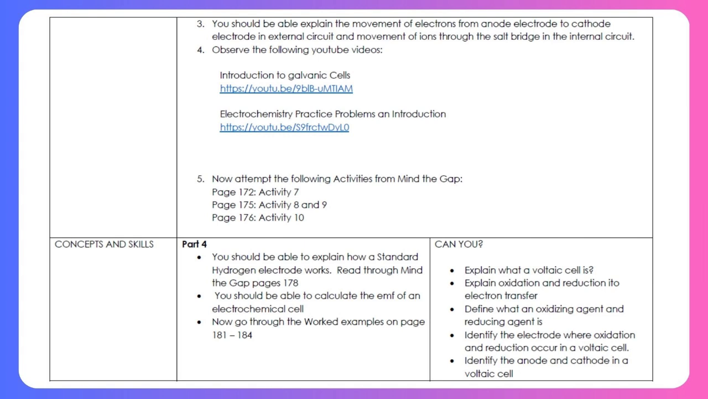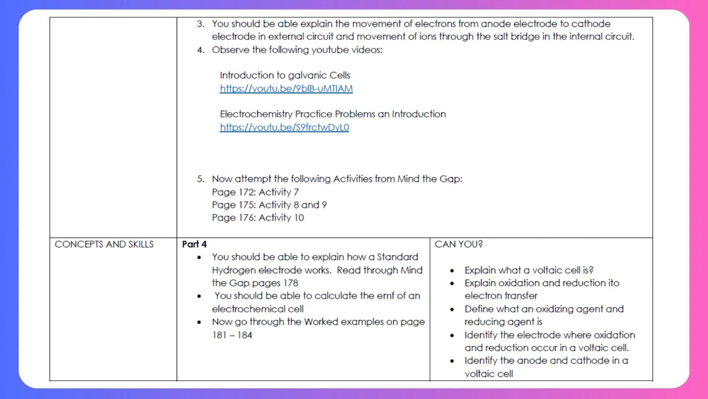5. Now attempt the following activities from Mind the Gap. Page 172, Activity 7. Page 175, Activity 8 and 9. Page 176, Activity 10. Concepts and Skills Part 4. You should be able to explain how a standard hydrogen electrode works. Read through Mind the Gap page 178. You should be able to calculate the EMF of an electrochemical cell.